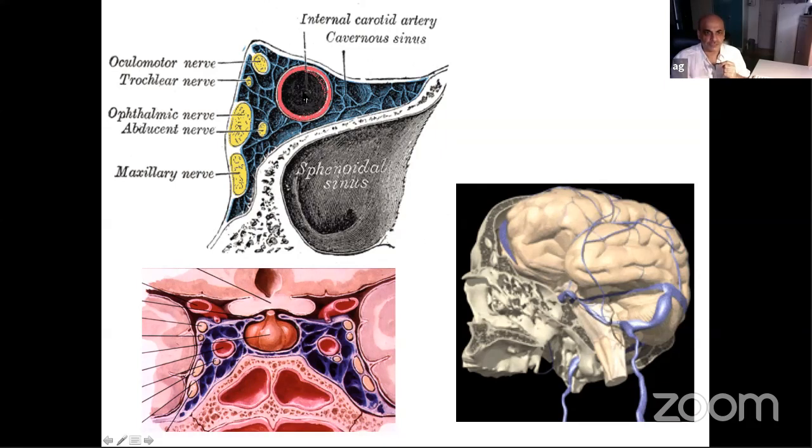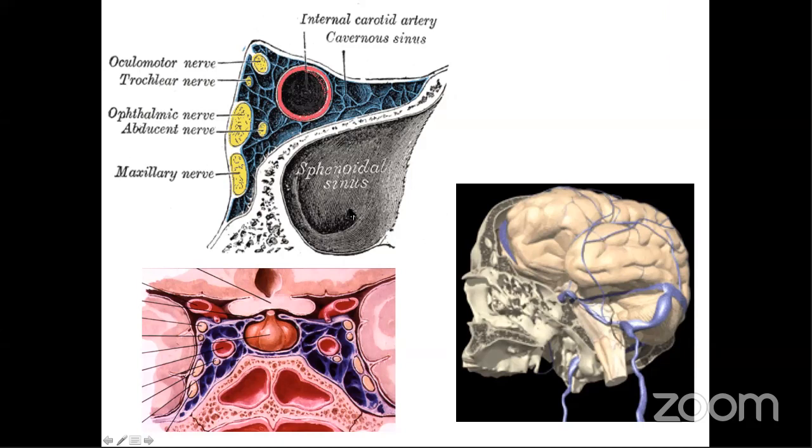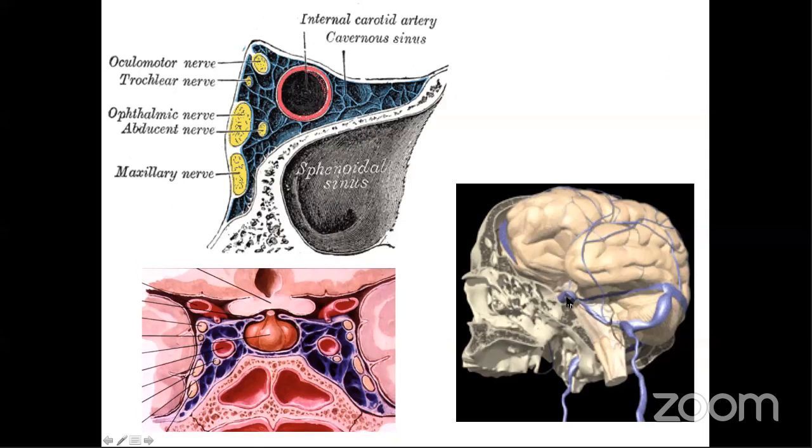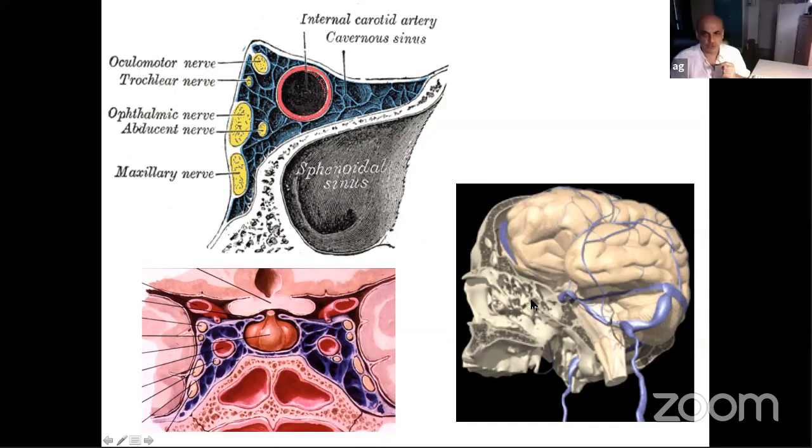The cavernous sinus has two intercavernous sinuses which communicate with each other. The more important relationship of the cavernous sinus is with the sphenoid sinus, with the paranasal sinuses. So we had speculated in my article that this relationship of the cavernous sinus with the sphenoid sinus or the paranasal sinus has a big role in temperature regulation.